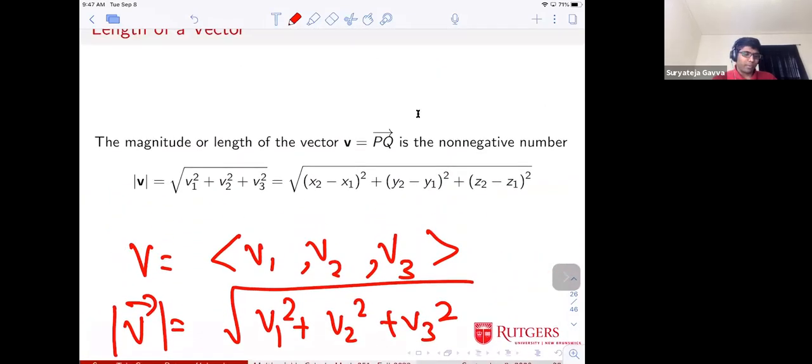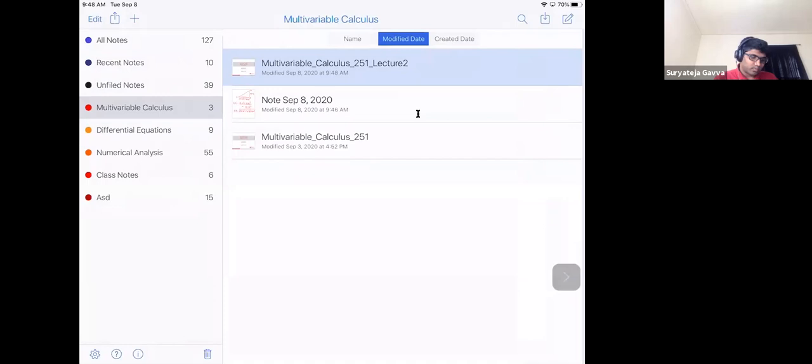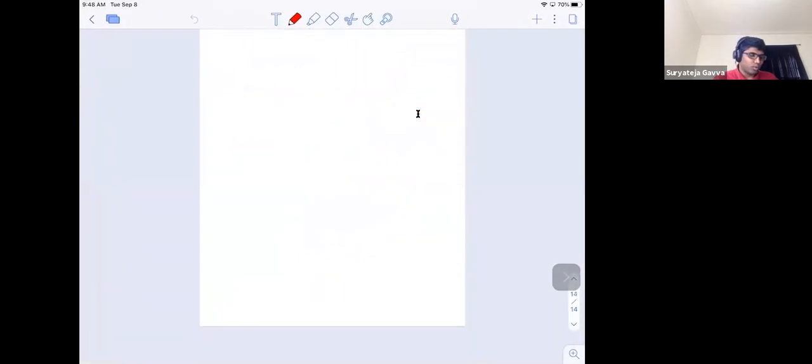Is it clear? So by the Pythagorean theorem, the length of the vector, because the coordinates are x1, y1, z1, x2, y2, z2, this is the length, but that length is exactly equal to the square root of v1 squared plus v2 squared plus v3 squared. So let's see.